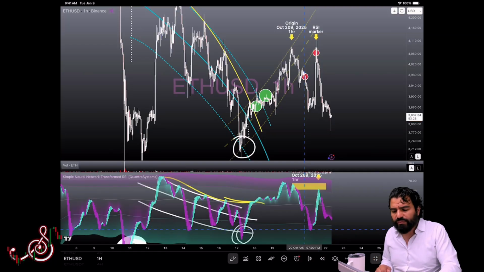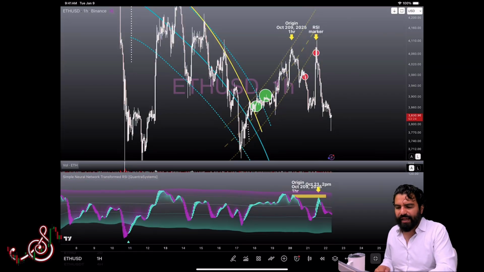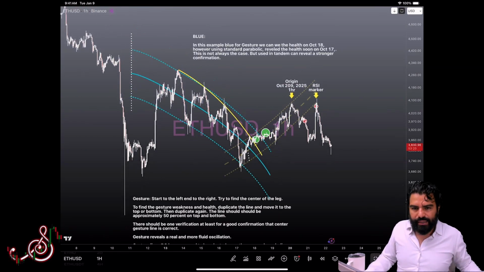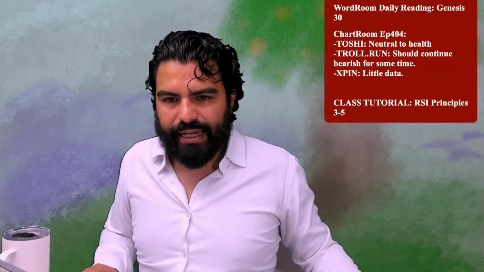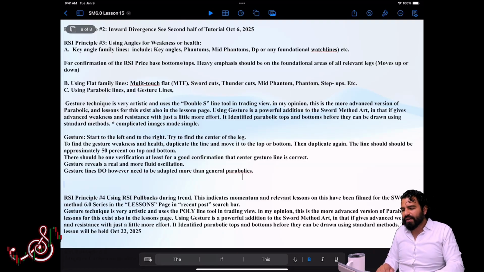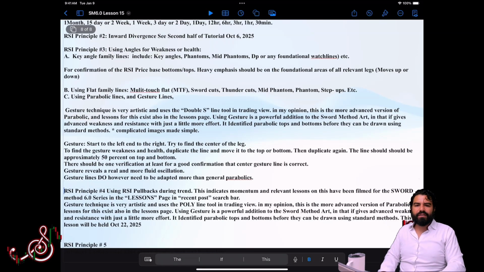Okay. So anyway, that's for another lesson. For today, we're just keeping things light with the gesture and the parabolic. All right, now let's go to the next part of our document. Now that we're done with using health and weakness in flats, in key angles, in gesture, in parabolics, we're now going to move on to principle number 4. And RSI principle number 4 is going to be found right here.